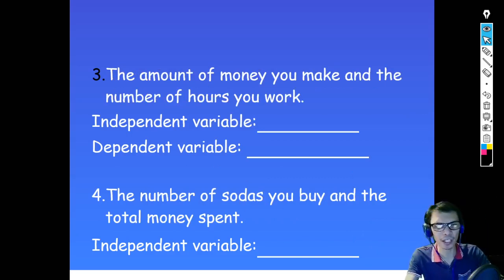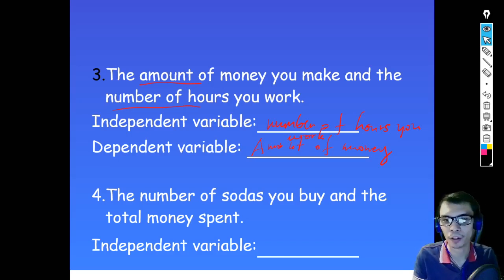Next one, number 3. The amount of money you make and the number of hours you work. This is a very tricky statement. The amount of money will be dependent on the number of hours of work. So the dependent variable will be the amount of money. Meanwhile, the independent variable is the number of hours you work. So that is the independent and dependent variable over here.